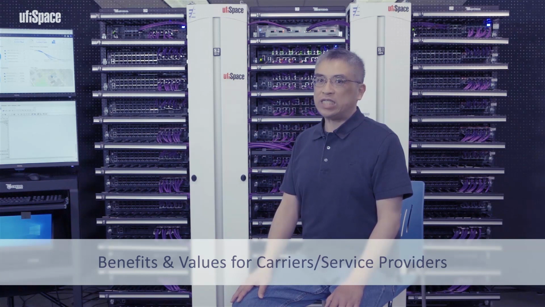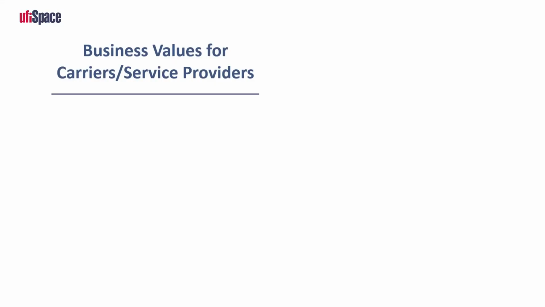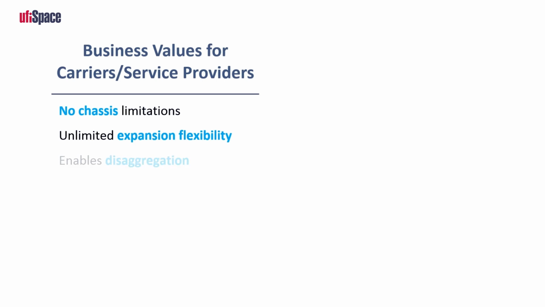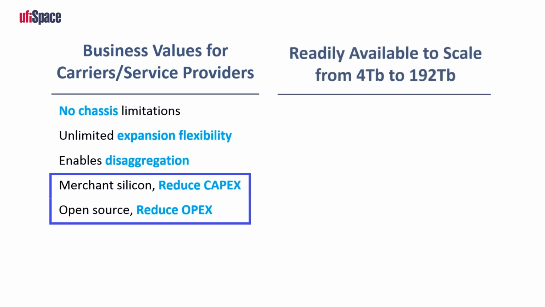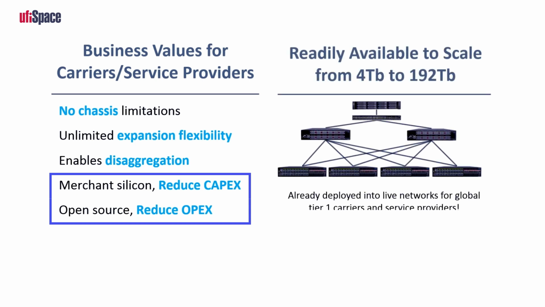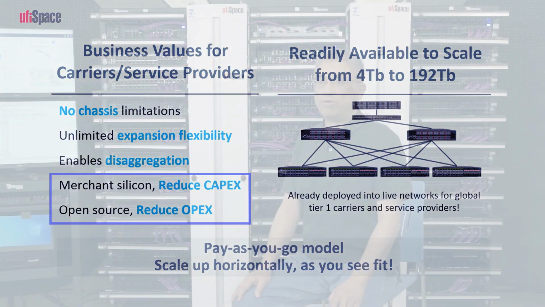Okay, so why do we care? Let me talk to you a little bit about the benefit of the DDC versus the traditional. I like to break it down into two categories of benefit. One is the business benefit, and the other is the technical benefit. Because DDC has taken advantage of some of the more advanced merchant silicon that is available in the market, as a result, this allows us to lower the CapEx of the development. And DDC is based on open source architecture, so as a result it can also reduce the OpEx. On the technical side, the DDC allows us to utilize what is available already in the market. This is a grow pay-as-you-go model, meaning that we can start with something very small and scale it up horizontally.